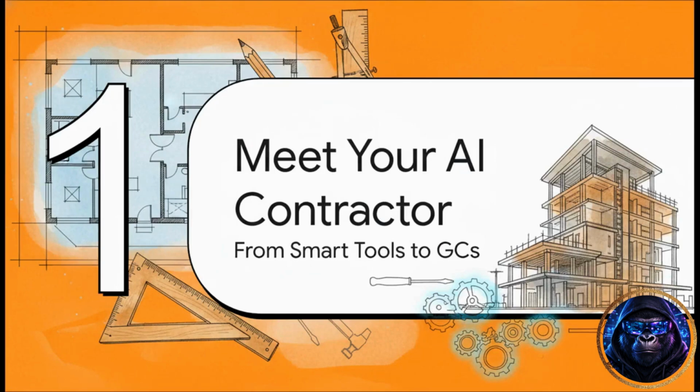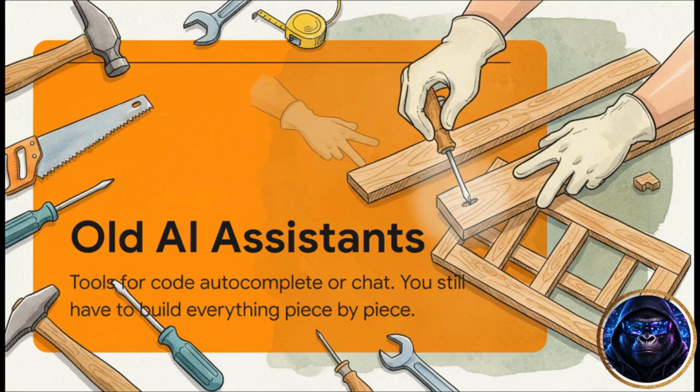Okay, to really get what's happening here, let's think about it like this. You're building a house. You're the architect. You've got the vision, the big picture. Now, up until now, AI has just been giving you a better set of tools, but something totally new is here. So, the AI tools we've had up until now, they were basically a really smart toolbox. They could suggest the right piece of code, kind of like a power drill, or find a bug for you, like a level. But you still had to do all the work. You had to put every single piece together one by one.